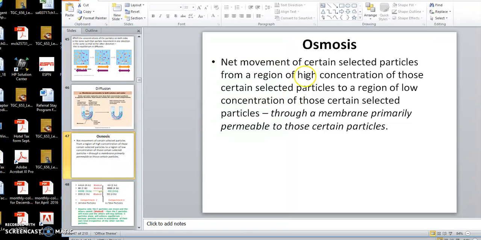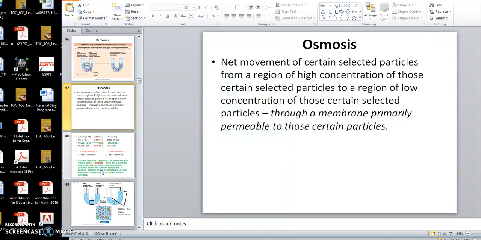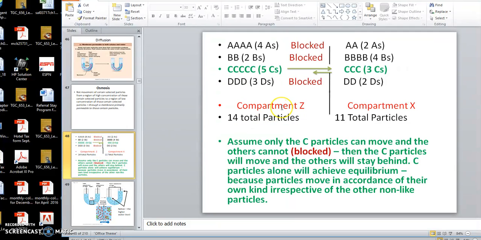So it still is a net movement of selected particles from a region of high to low, as I mentioned before, but through a membrane primarily permeable to those certain particles. So not all the particles can move. In my little demo, assume only the C particles can move and the others cannot. They are blocked. Only the C can move.